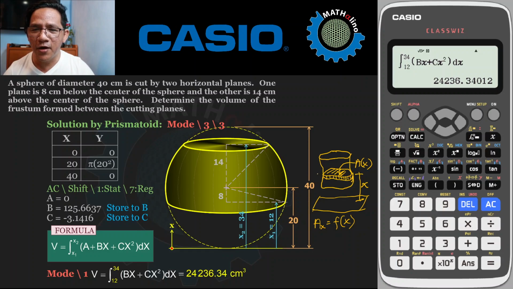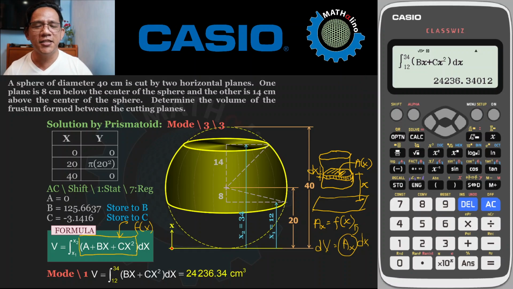So this is now our dx. See that? That is our dx. That's why, what is this volume? The differential volume is area in terms of x times dx. What is the area? The area is according to this equation f(x), and for the case of the sphere, this is our f(x). All right? That's why we have this formula.